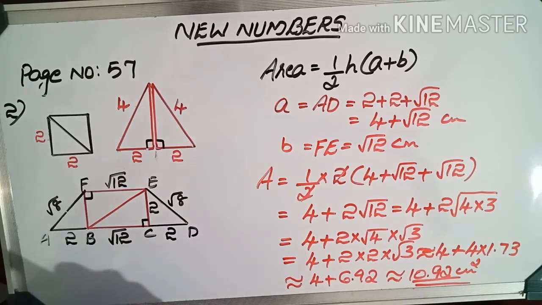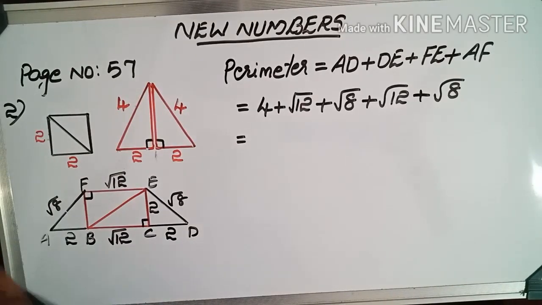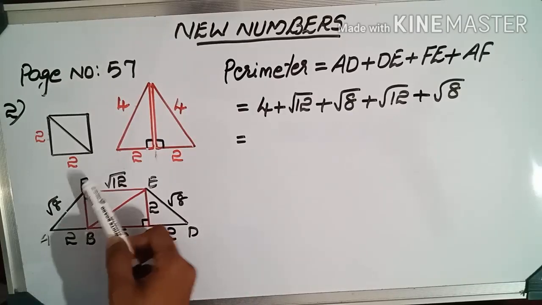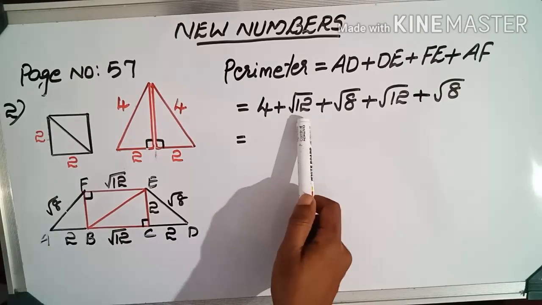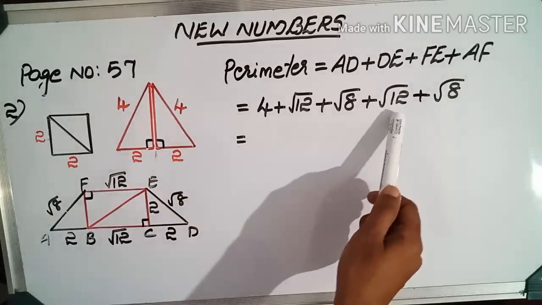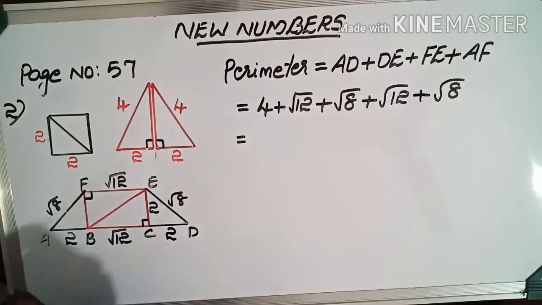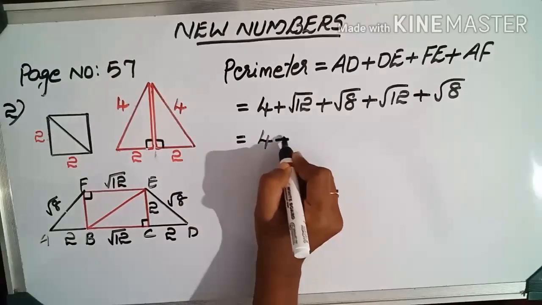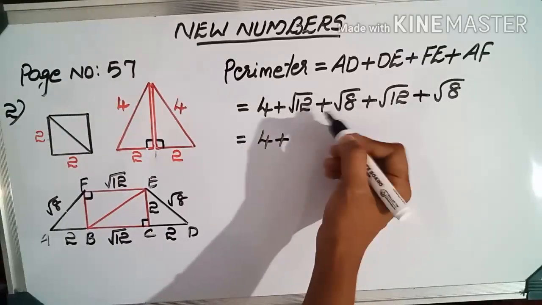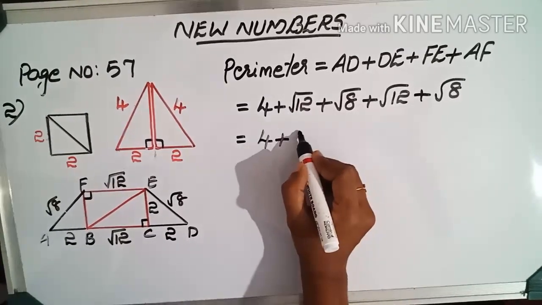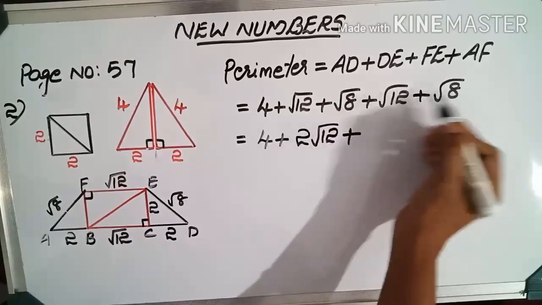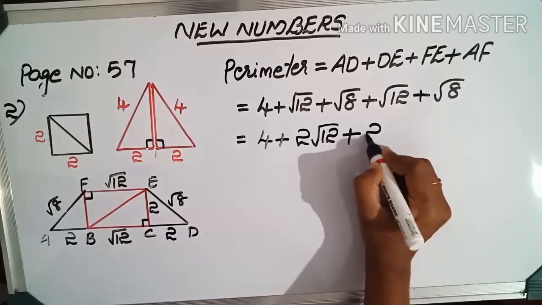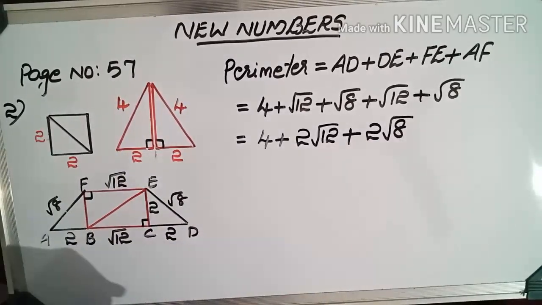Next is what? Perimeter. Perimeter means sum of all the sides. So here AD, then DE, EF, AF. All the sides you have to add. That is base 2 plus 2, 4. 4 plus root 12, then root 8, then again root 12, then root 8. Now we have to add this. So 4 plus root 12 here, root 12 here. Total how many root 12s are there? 2 root 12s are there, so 2 root 12. Plus root 8, also 2 root 8s are there. So 2 root 8.